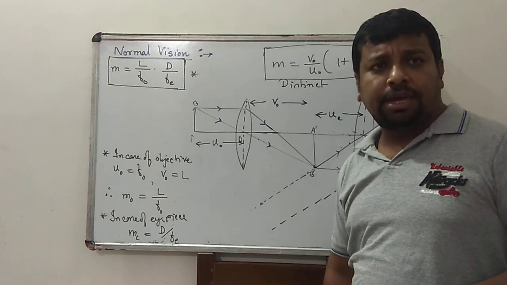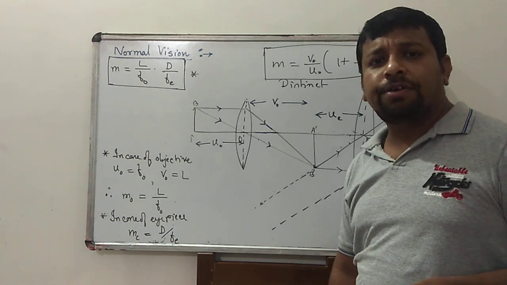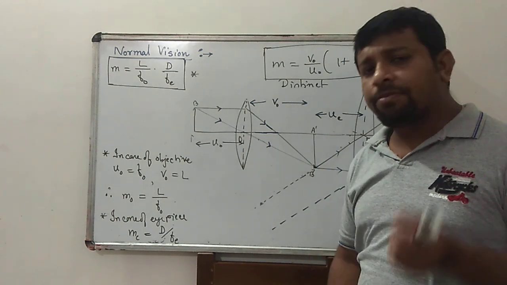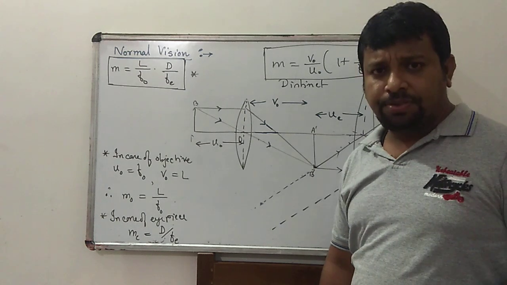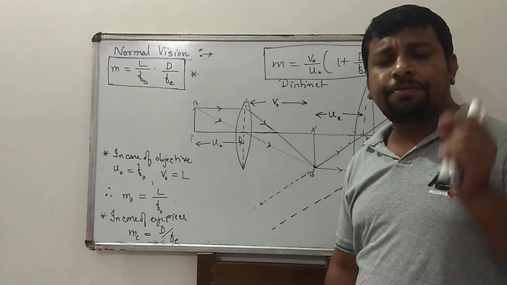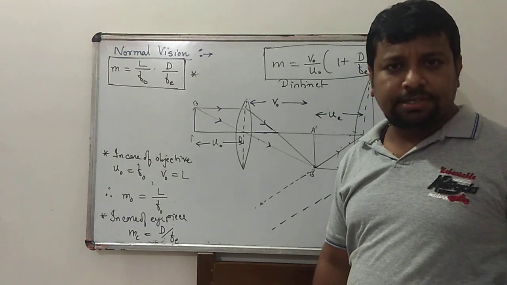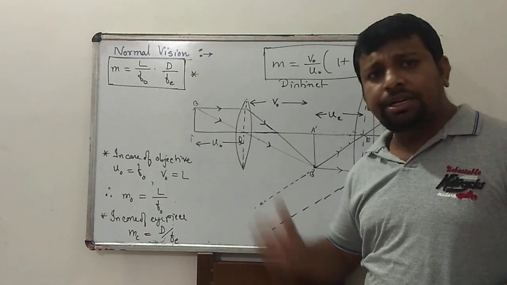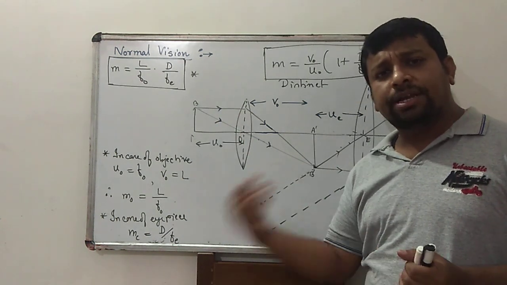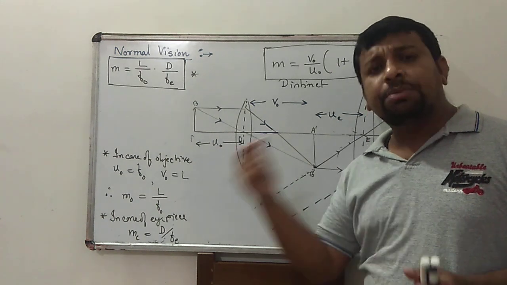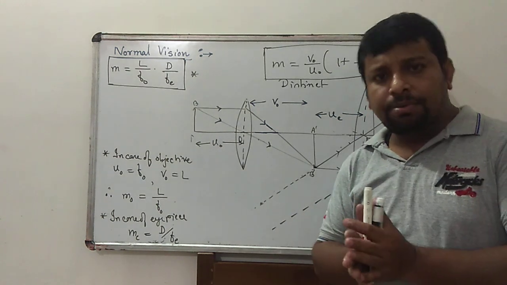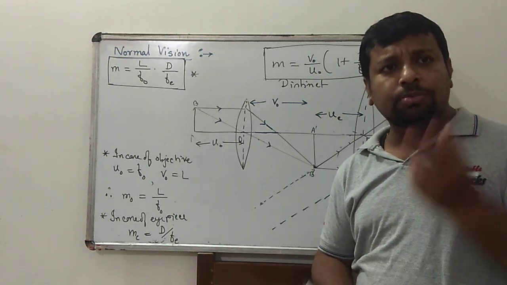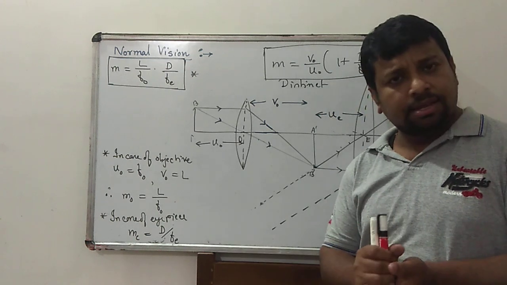Question: how do you achieve a large magnification of a compound microscope? To achieve large magnification, we should reduce the focal length of the objective and eyepiece. This question was asked in 2020. Prepare the diagram of the compound microscope, which carries 2 marks, and the magnifying power carries 1 mark.